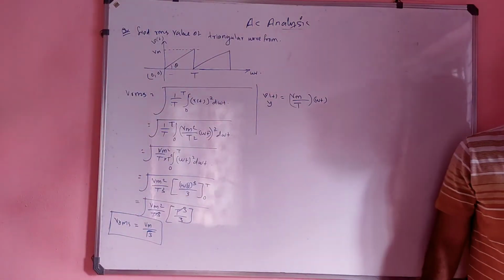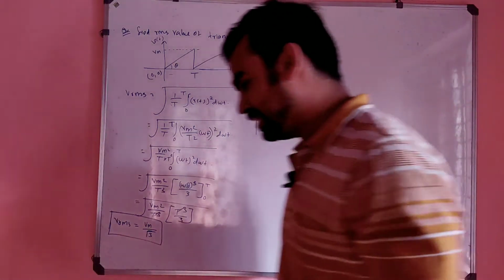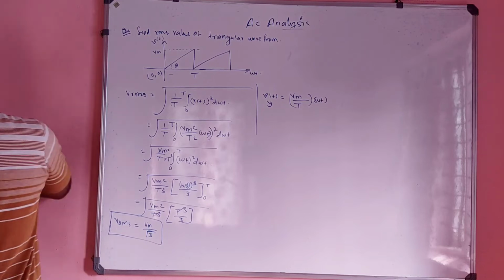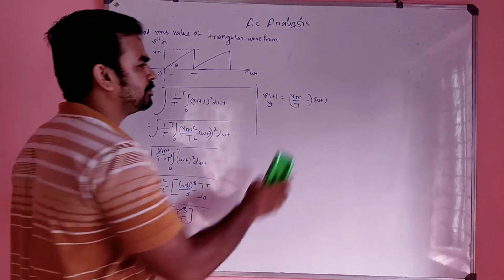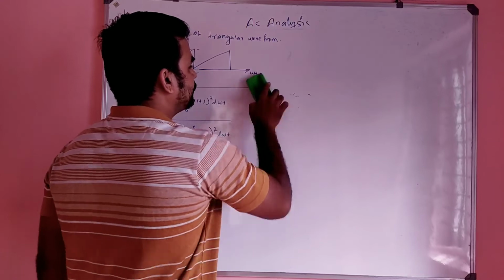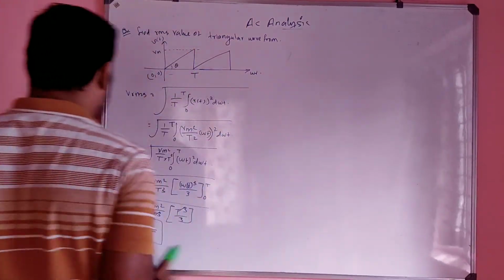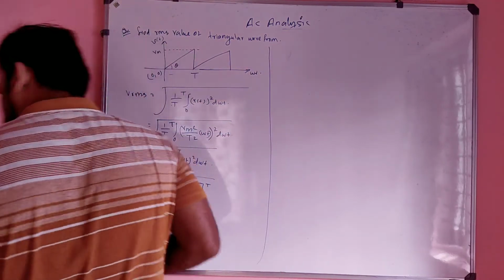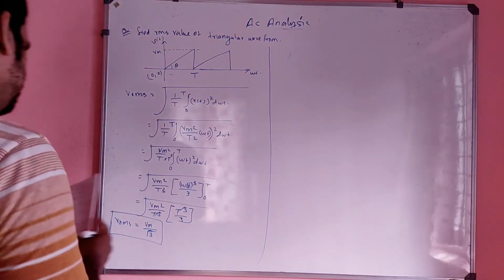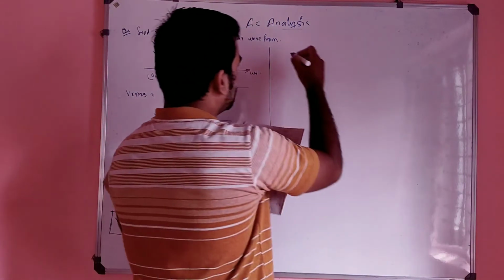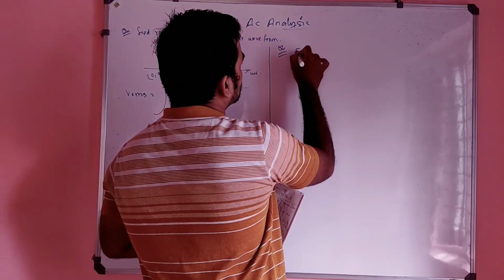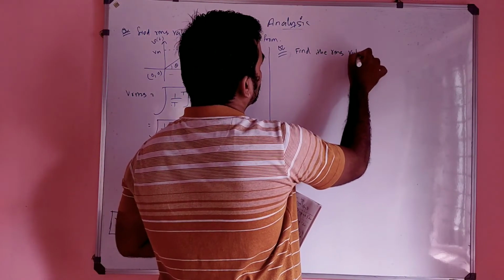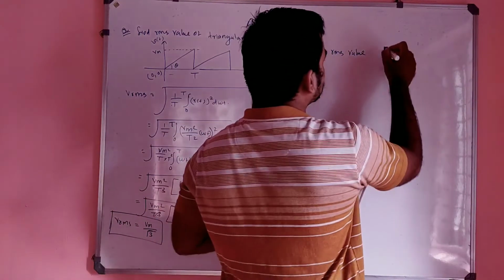Is it clear? So that is the answer of this question: Vm by root 3. I think it's very clear to you, right? Okay, so we'll go to the next question. See, you have a question like this. Find the RMS value.